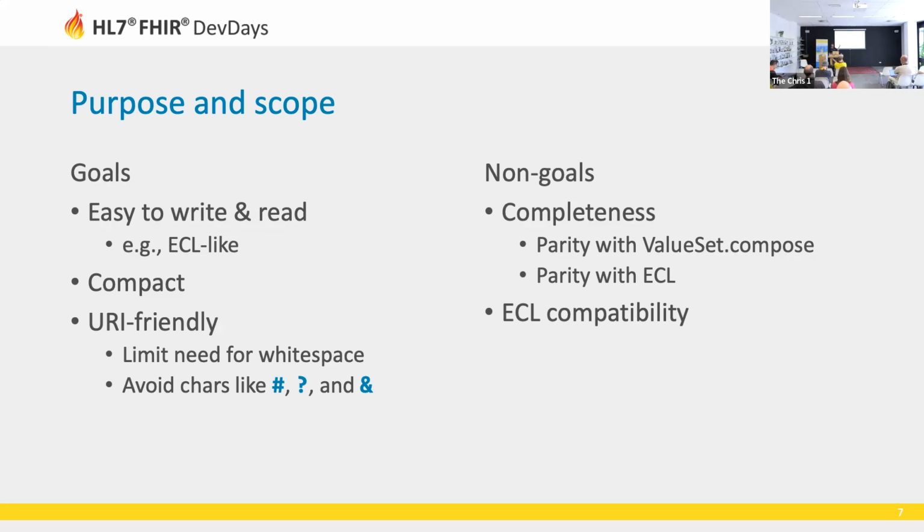We need to deal with complexities of code systems, because basically any string of characters can be a code, except for the ones that begin and end with white space. So codes can contain white space, they can contain all these other horrible characters. So we need to have syntax that works with that. We had some non-goals. So parity with value set compose was not a goal. We don't have to be able to do everything you can do in a compose also in this language. Neither was parity with ECL or even ECL compatibility. So it's just a starting point, because it's a known familiar syntax that pointed us in a direction.